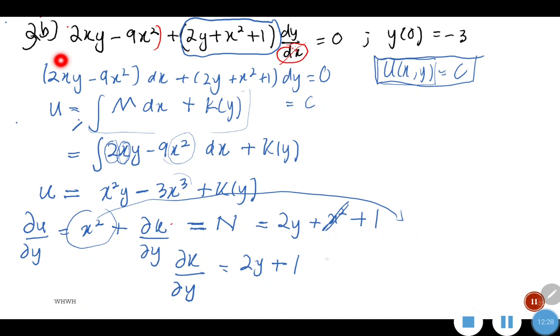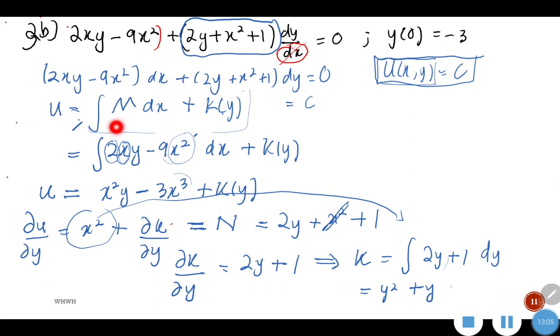Macam mana nak dapat k? The next step seterusnya kita integrate, right? Kita integrate untuk dapat k(y). K is equals to integration of 2y plus 1 dy or del y, doesn't matter, sama je for this case, but hanya ada y sahaja dalam ni. Alright, so what you will get is y square. Betul? 2y you integrate, you will get y square over 2 cancel dengan 2 ni, jadilah y square plus with y.